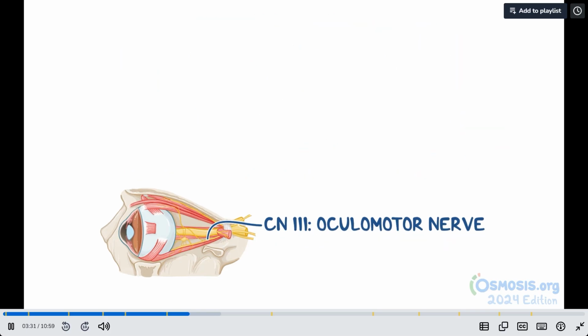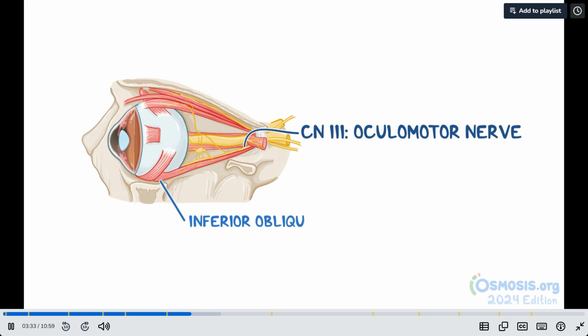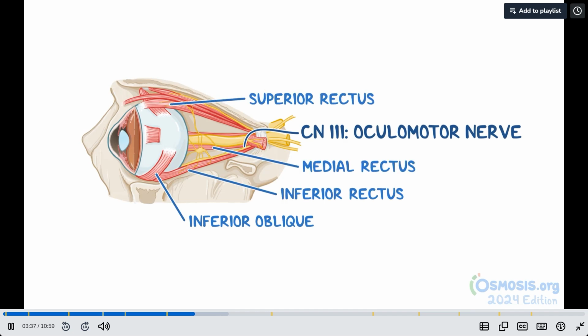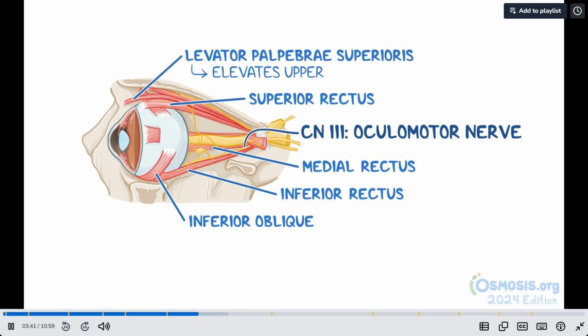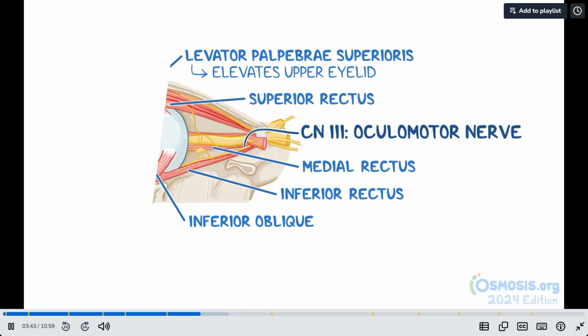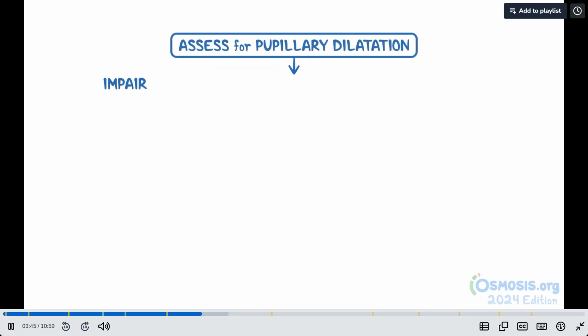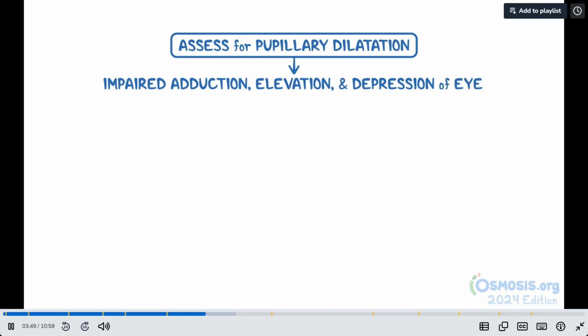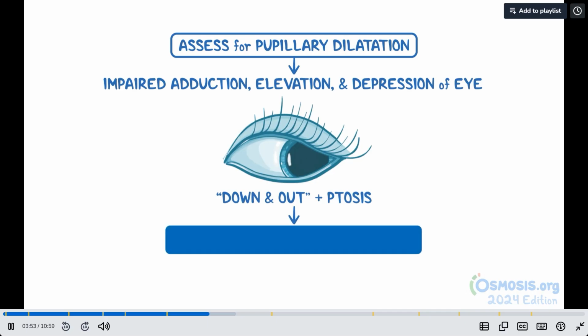The oculomotor nerve also innervates the inferior oblique muscle and the superior, medial, and inferior recti muscles, as well as the levator palpebrae superioris, which elevates the upper eyelid. So if the exam shows impaired adduction, elevation, and depression, the eye position is down and out at rest, and there is ptosis, diagnose a cranial nerve 3 or oculomotor nerve palsy.